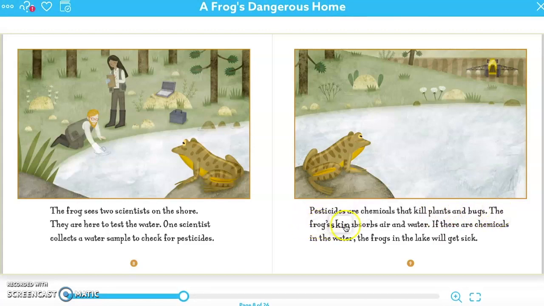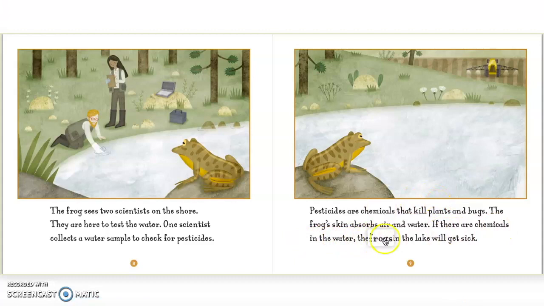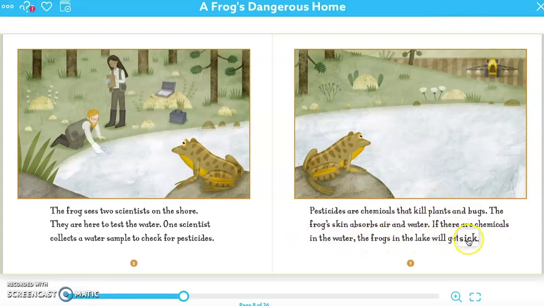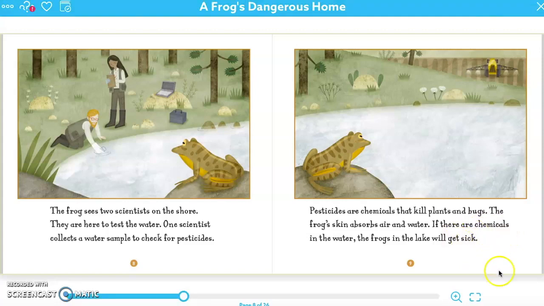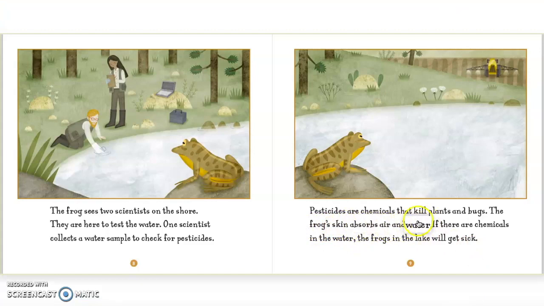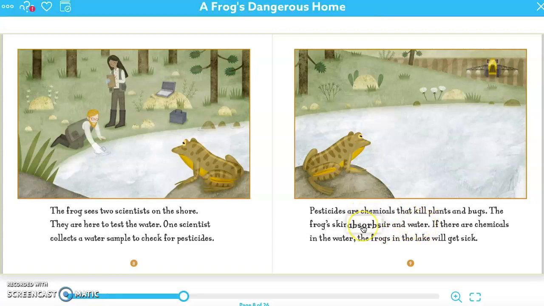The frog's skin absorbs air and water. If there are chemicals in the water, the frogs in the lake will get sick. Now, how are they going to get sick? Well, it says that the frog's skin absorbs air and water, so if there are chemicals in the water, the frog is going to absorb them or take them in like a sponge.